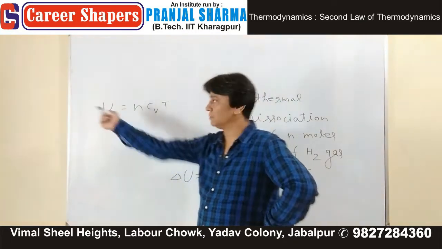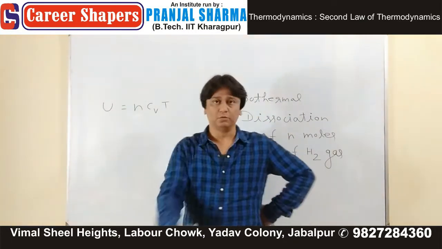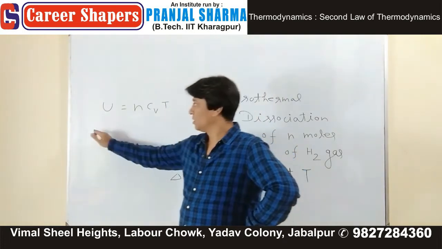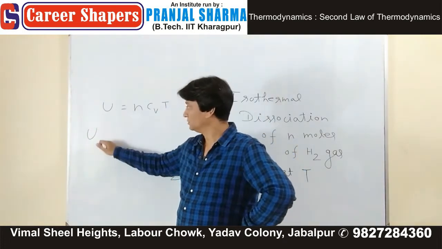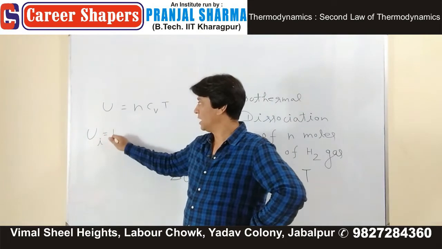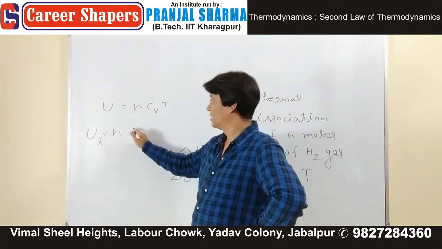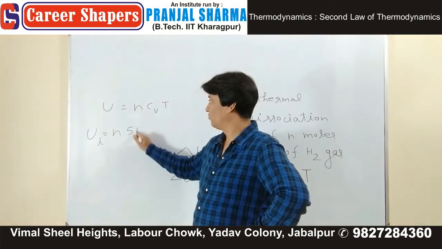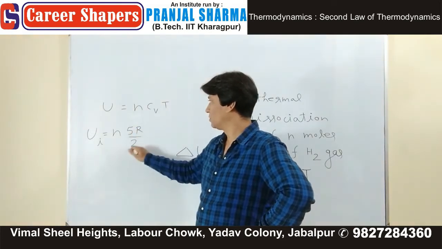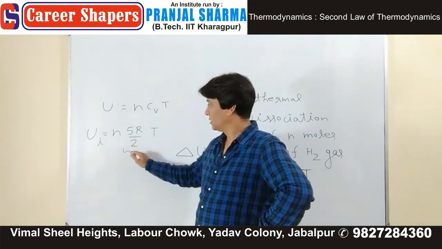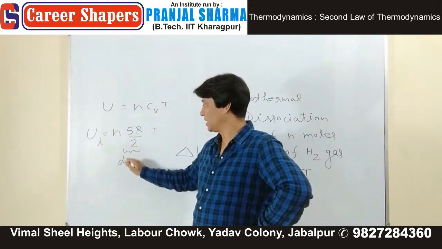But now look here. What is the formula for U? nCvT. What is U initial? nCv, and Cv is 5R by 2, times T. It is a diatomic gas.